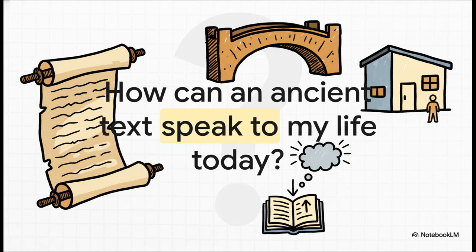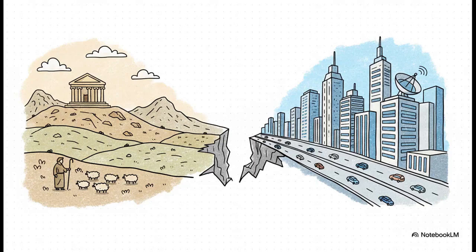And look, it's a totally fair question, right? How on earth do we take wisdom from a world of sandals and scrolls and make it work in our world of sneakers and smartphones? Honestly, it can feel like you're trying to use a map for a country that doesn't even exist anymore. You know, there's actually a name for this gap. It's often called the two horizons problem.